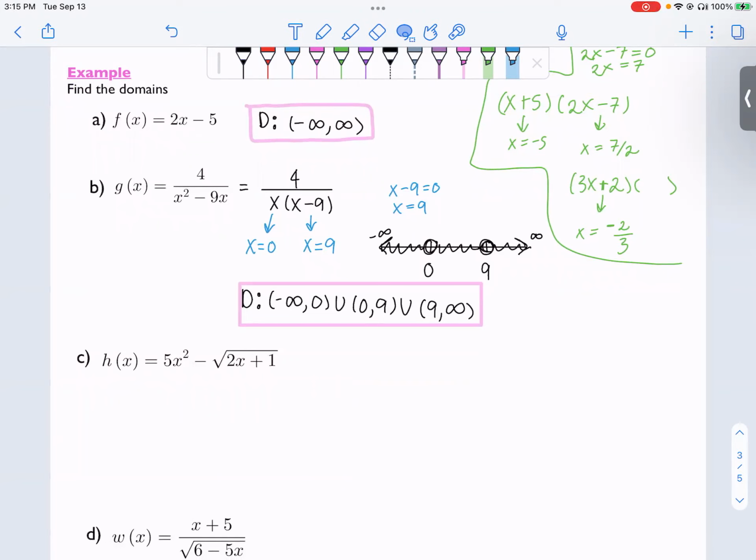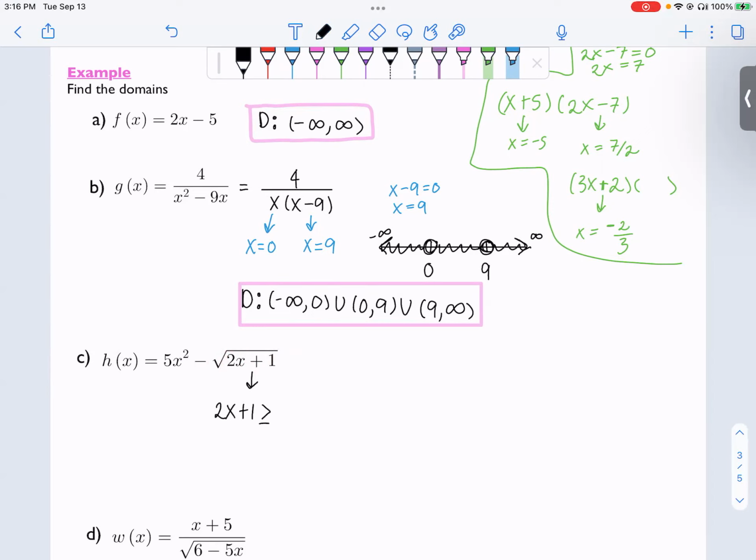For this next function, part C, we have h of x is equal to 5x squared minus the square root of 2x plus 1. There's no denominator to worry about, but we do have a radical involved. Now, we don't really care what's happening outside the radical. That's really none of our business. We do care about what's happening inside the radical. So we need the inside of this radical to be positive. Now I'm going to take the inside of the radical, which is 2x plus 1. I don't keep the radical. I get rid of the radical. I just keep the inside.